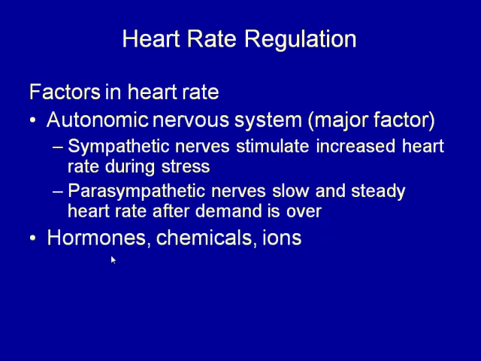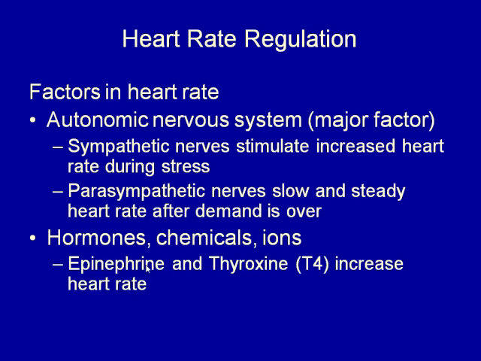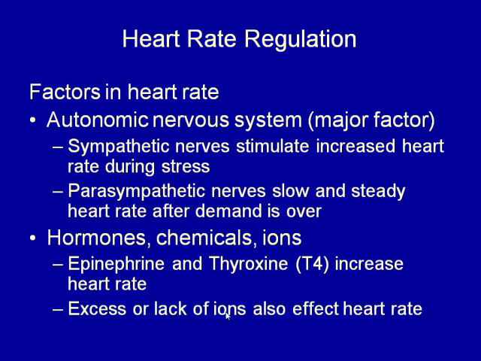Hormones and various chemicals and ions can have a factor on the heart rate. Epinephrine, which is released by the adrenal gland and the autonomic nervous system, the sympathetic system, and thyroxine, which is the metabolic hormone from the thyroid gland, both act to increase heart rate. Various ions can also affect heart rate. The heart is particularly sensitive to calcium and potassium ions.